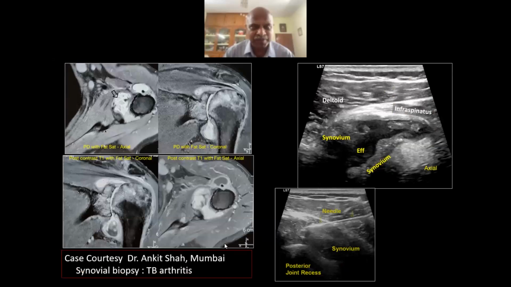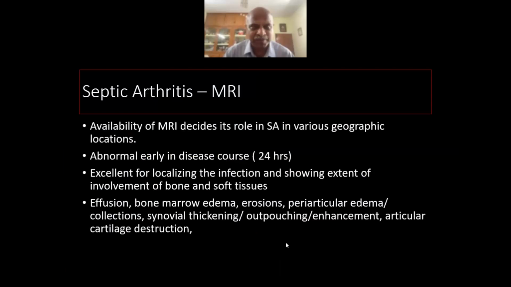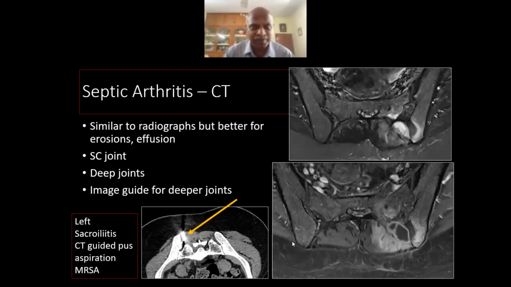And again, another patient which has again been lent to me by Dr. Ankit Shah of TB arthritis. On the MR imaging, you can see that there is joint effusion, synovial thickening, and a lot of edematous changes in the periarticular bone. He's gone ahead and done a synovial biopsy, and this ended up being a TB arthritis. So ultrasound can work as a good modality for guidance when the joint is superficial and accessible.